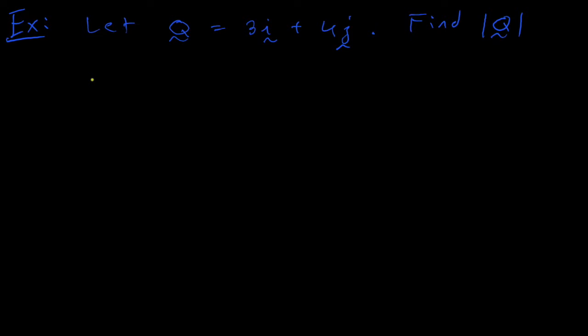Let's consider this example that states, let vector q equal to 3i plus 4j. Find the magnitude of vector q. So this notation indicates the magnitude of vector q.